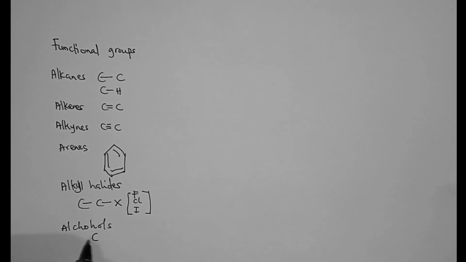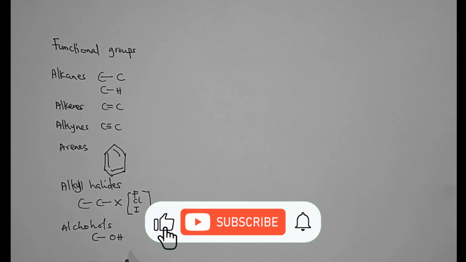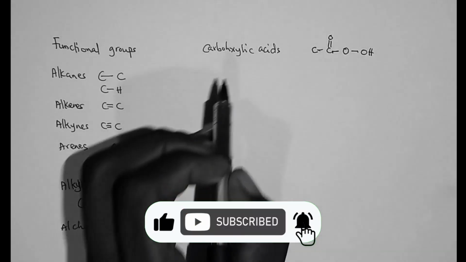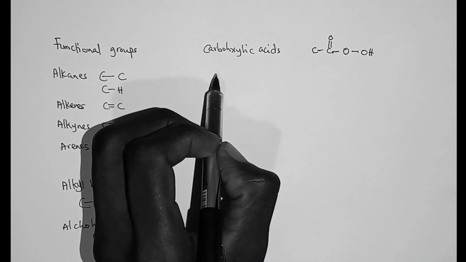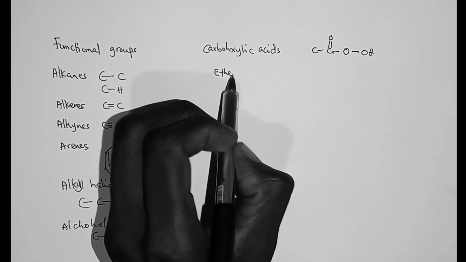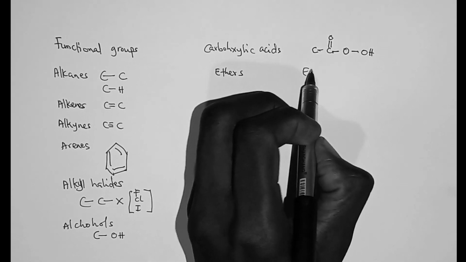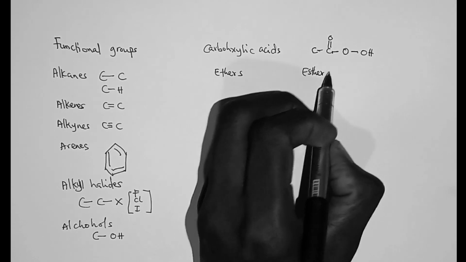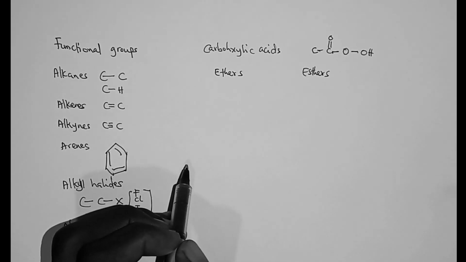The alcohols are a carbon that is bonded to an OH group. So anytime you see a carbon bonded to an OH group, then you are dealing with an alcohol. Then let's compare these functional groups. We also have ethers and esters. Some of them are similar. We need to differentiate between them.